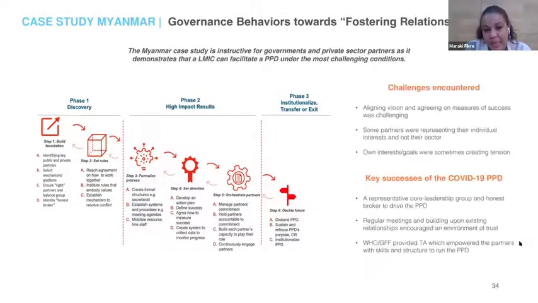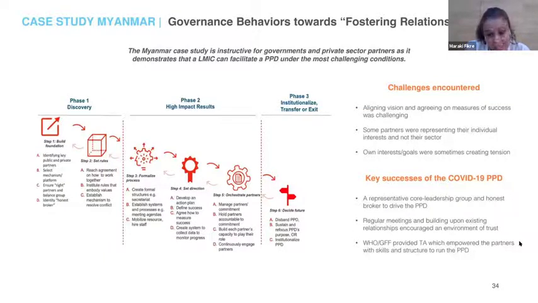So next slide. Of course there were challenges, but the most interesting part is aligning vision, agreeing on measures of success. How do we make it more sustainable? There were, of course, some partners that were representing individual interests, and how to address that.